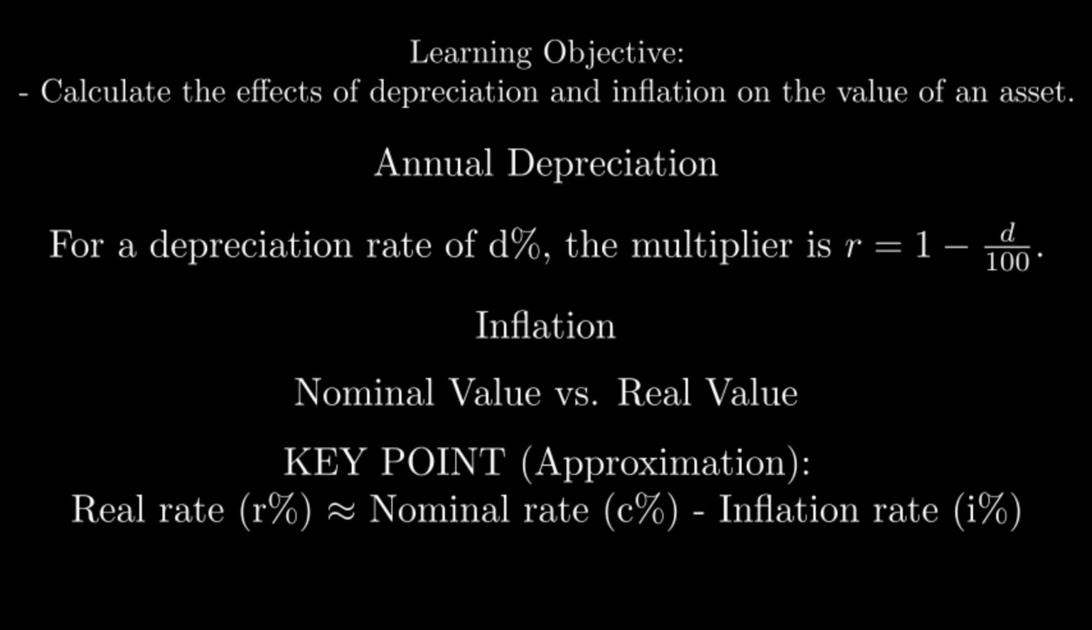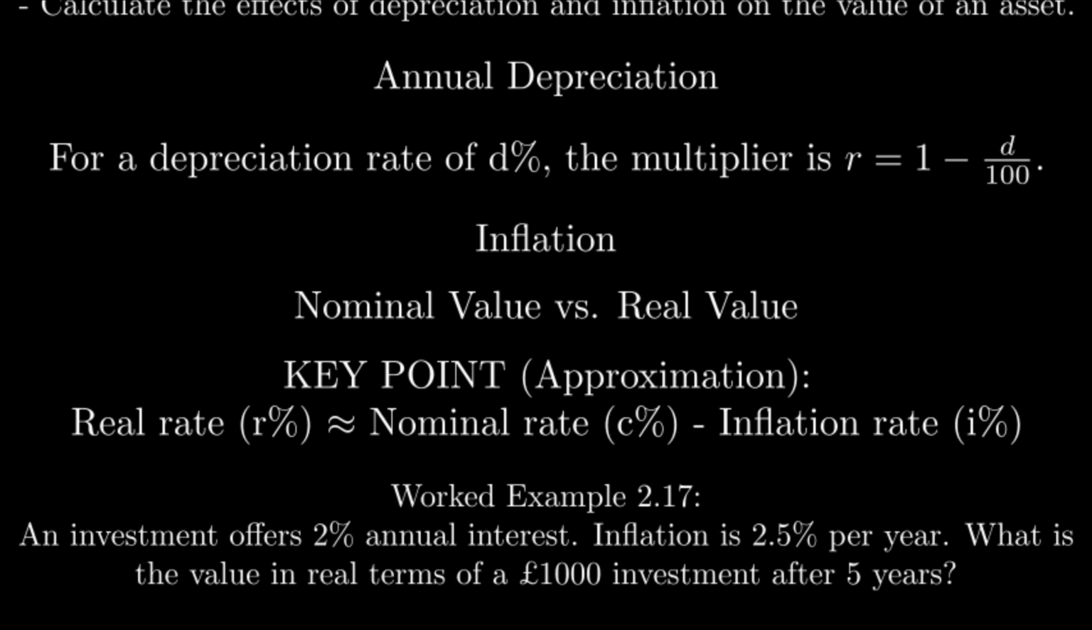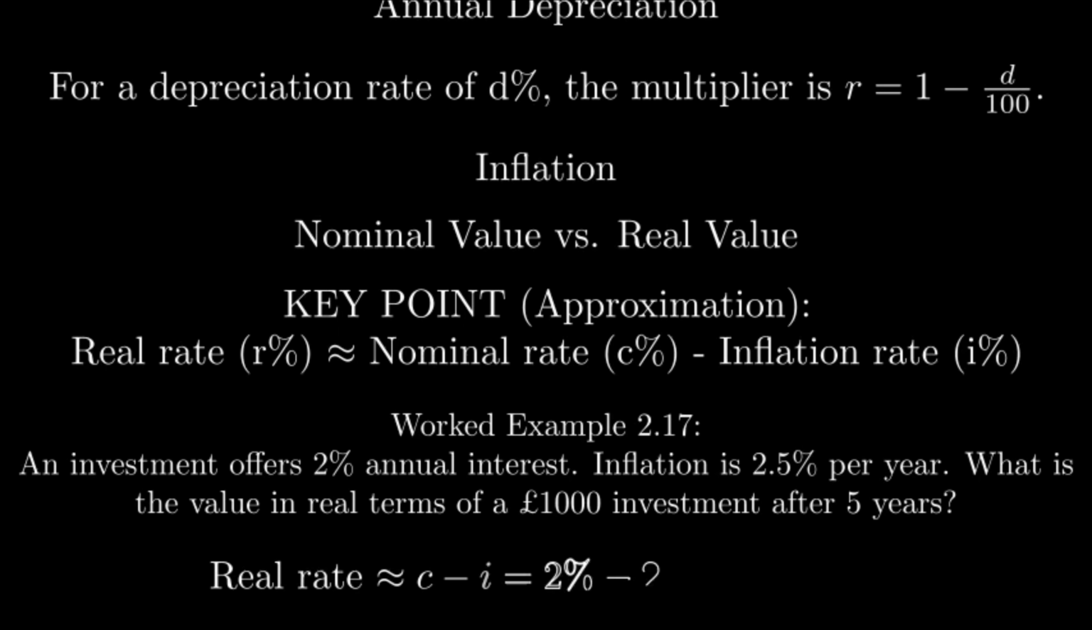Let's see how this works in an example. An investment account offers 2% annual interest. During the same period, there is inflation of 2.5% per year. What is the value in real terms of a £1,000 investment after 5 years? First, let's find the approximate annual real terms percentage change using our formula. The real rate is approximately the nominal rate of 2% minus the inflation rate of 2.5%, which gives us negative 0.5%. This means that even though our investment is growing in nominal terms, its actual purchasing power is decreasing.